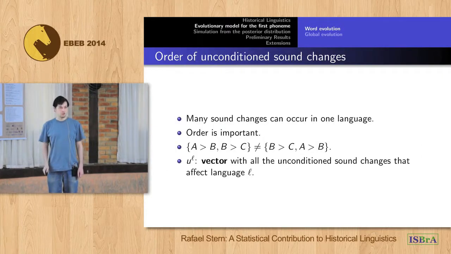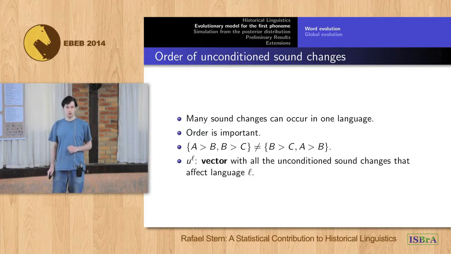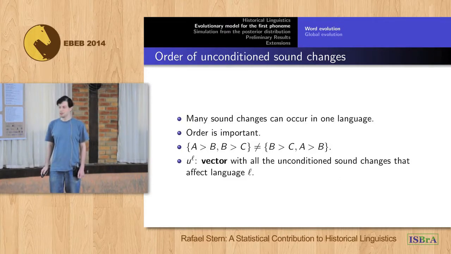Another important thing about unconditioned sound changes is that more than a single one can happen in a given language. And when more than one occurs, the order in which they occur is important. So for example, what we get by applying A becomes B and then B becomes C is different from what we get by applying B becomes C and then A becomes B. In the latter case, we can have both C and B in the modern language, and in the previous case, we can have only C.